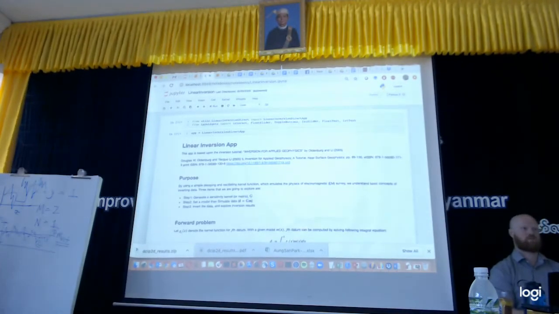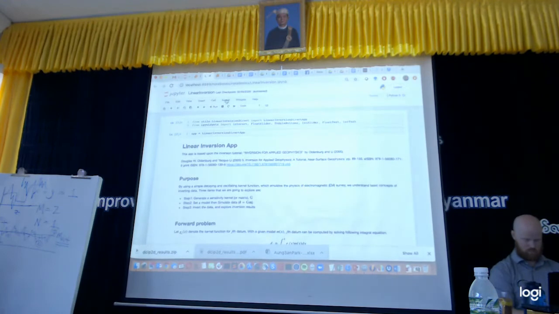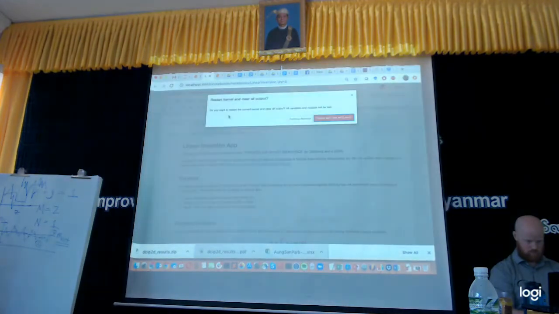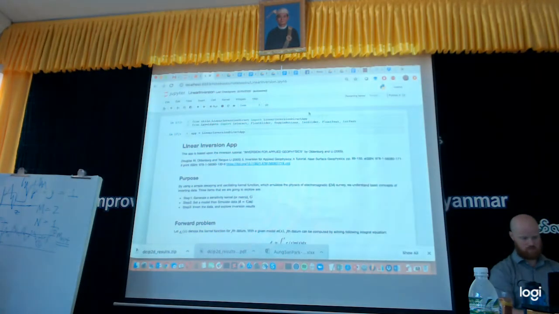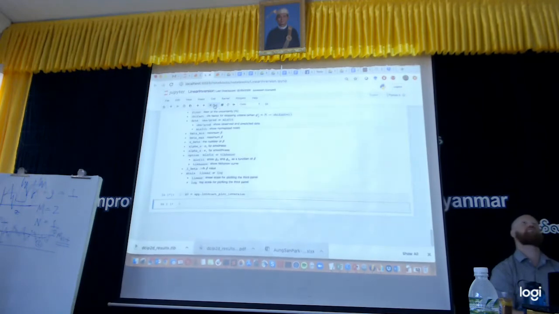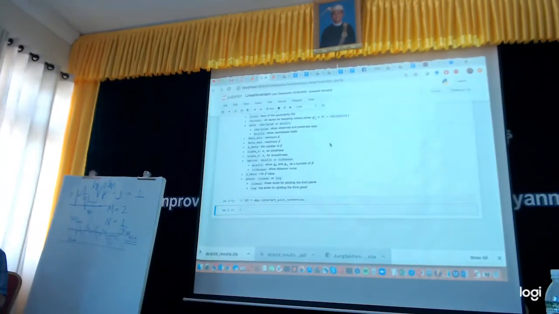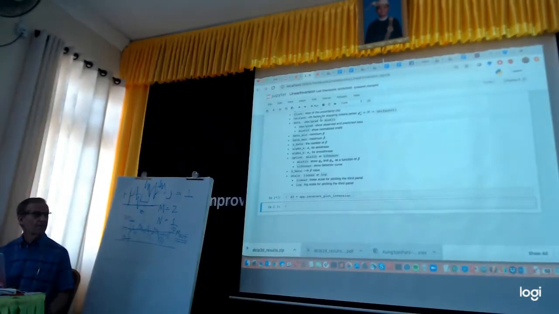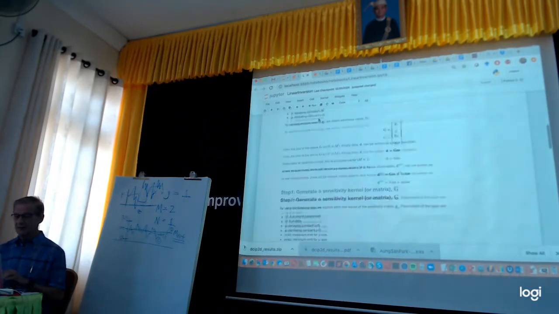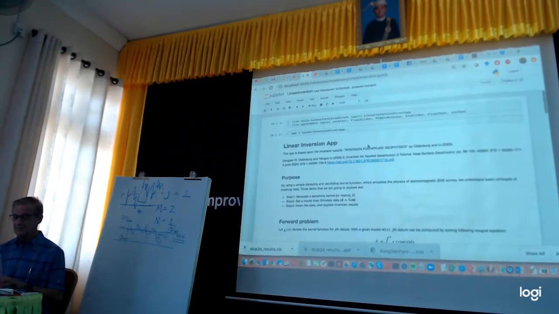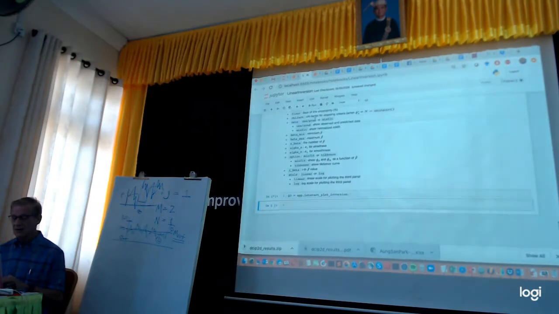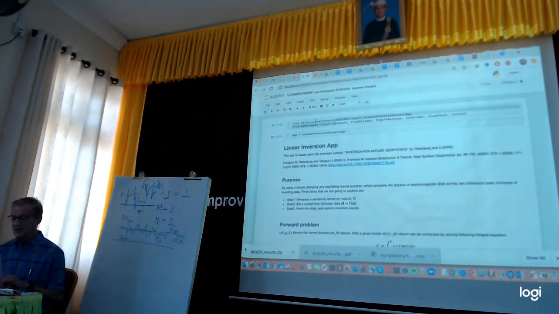So this is the linear inversion app, and I'm going to start it by restart, clear, because I've been running it. And I'm going to do a run cell all. Run all. Yeah, I'm going to run it all. Are they ready on their computer? Yeah, they can watch first.